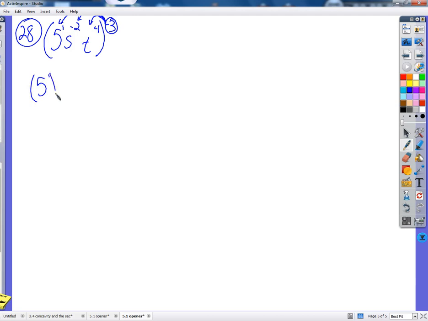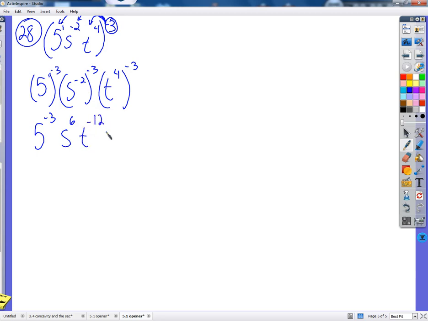Here's 5 to the first to the -3, times s to the -2 to the -3, times t to the fourth to the -3. Of course, this would be 5 to the -3. This would be s to the sixth. We multiply those together. And t to the -12. Where should we go from here?